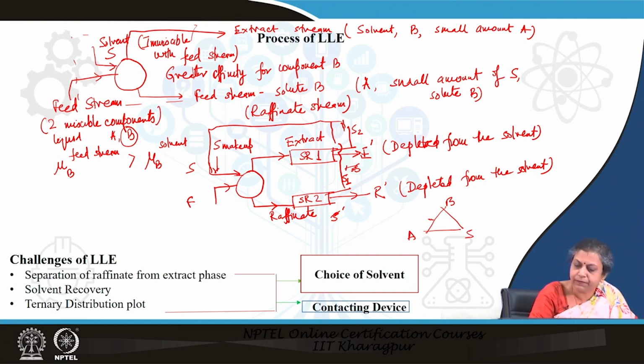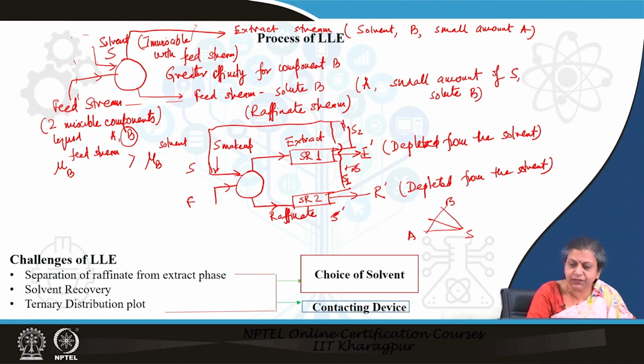Immediately what happens? The composition, instead of staying on this particular line AB, shifts to inside the triangle. And depending upon the composition, we find that on addition of S, the composition shifts into the triangle and it moves along the line which joins the feed composition to the vertex S.